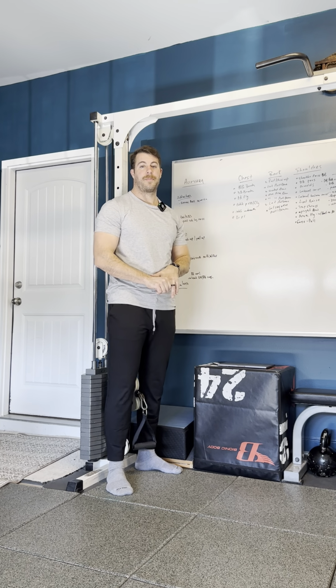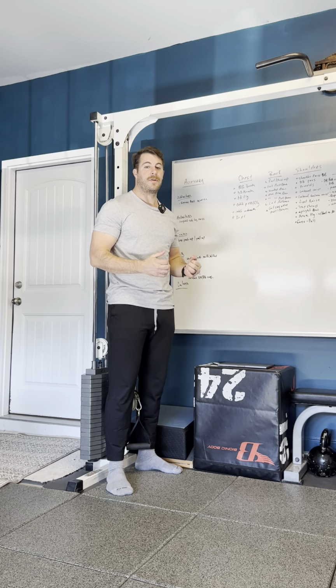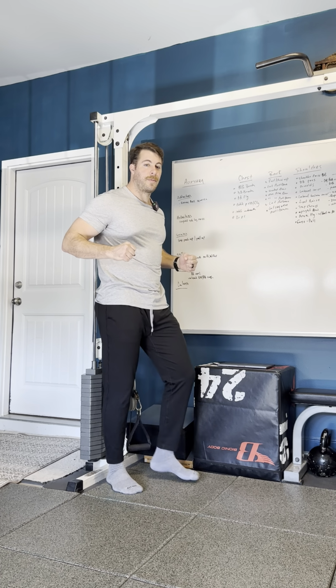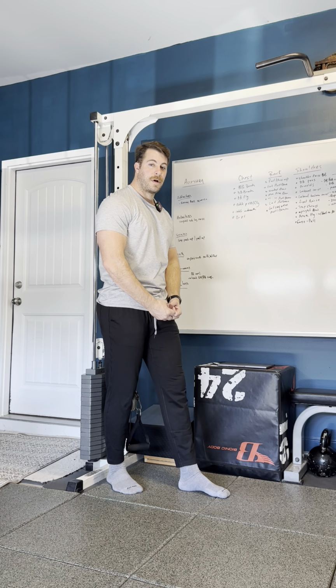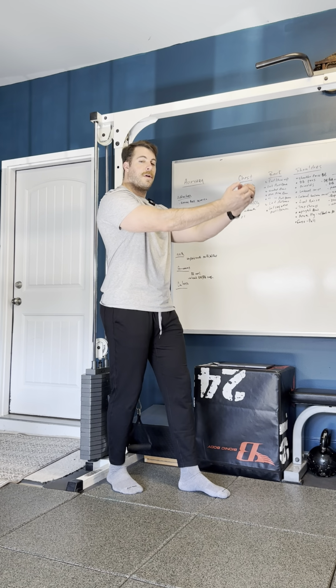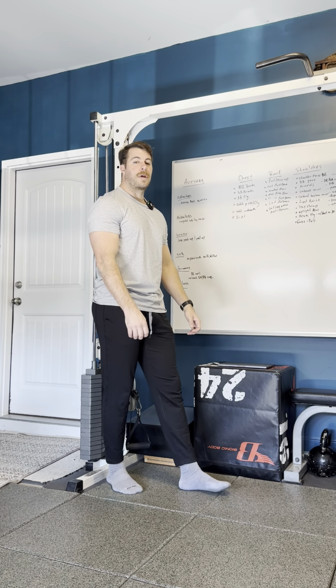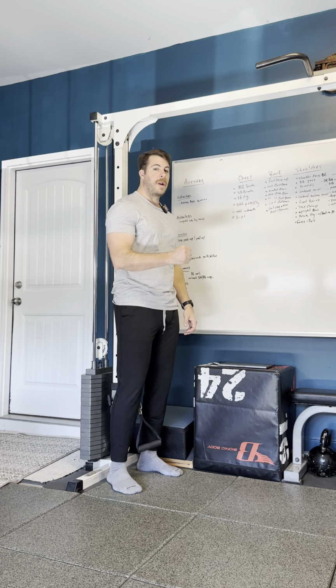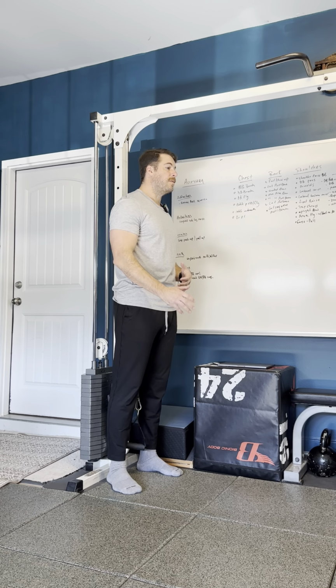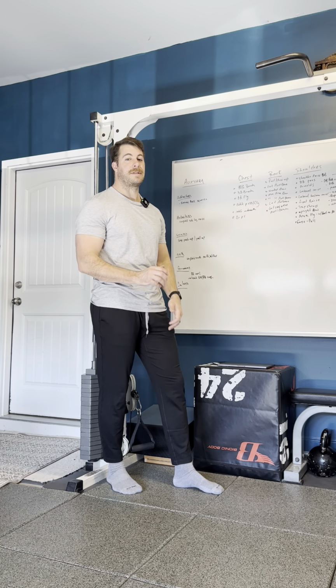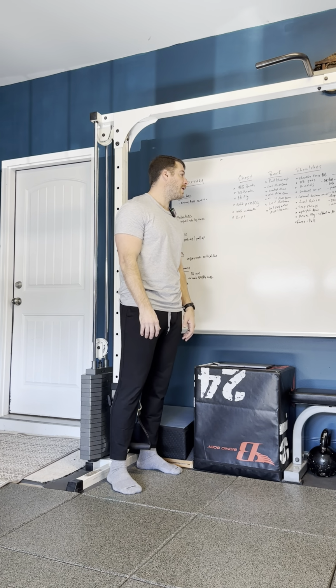Next would be the cable press or fly. So we can do these standing cable presses. We can do these standing and downward. We can go upward with our cables. We can also do them one at a time. We can do them at different angles. So at a half kneeling position, standing position, we can be on a bench or incline bench.